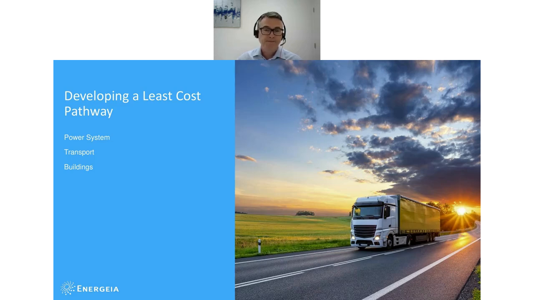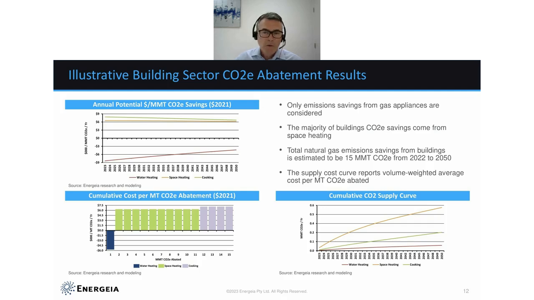maybe re-optimized. So here, what we're looking at is really the three things that the models produce, and this is looking at our building sector abatement options. Let's start with the cumulative CO2 supply cost curve.